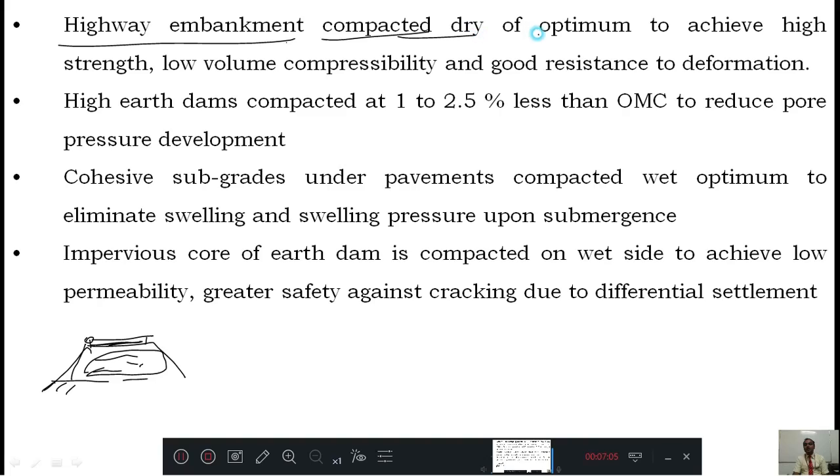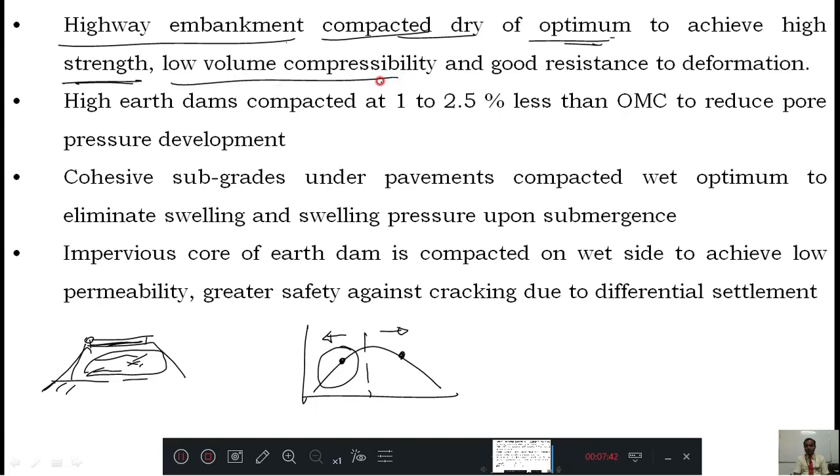This is compacted dry of optimum. Dry of optimum means, already in the compaction curve, this side is the dry of the optimum and this side is the wet of the optimum. They are saying that all highway embankments must be compacted dry of the optimum to achieve high strength. Strength is a very important parameter when you come to highway embankments. Therefore, in our last class we already know that the shear strength at the dry of the optimum will be more than the shear strength at the wet of the optimum. Therefore, to get high strength you need to compact dry of the optimum.